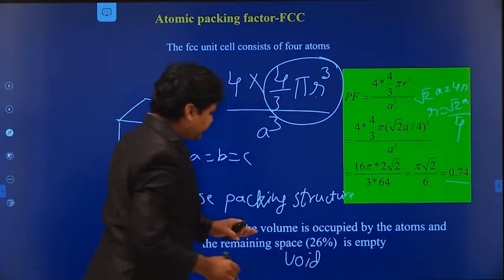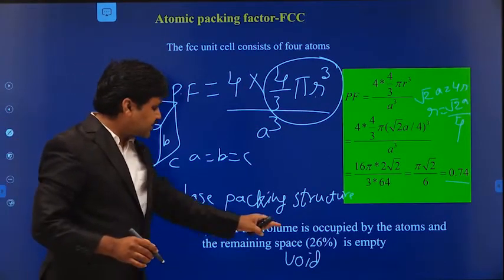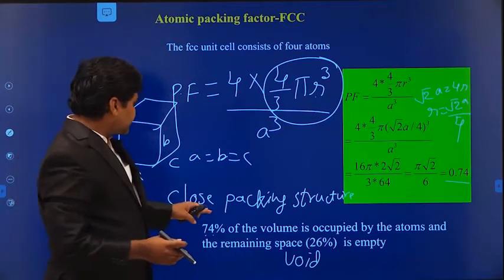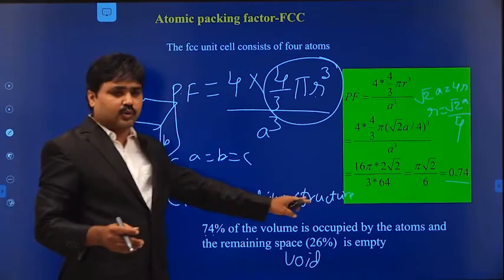So the empty space is very less, and most of the space is occupied by the atoms. That means around 75% of the volume is occupied by the atoms, and 26% of the space is only empty. So that's why it is called the closed packing structure.